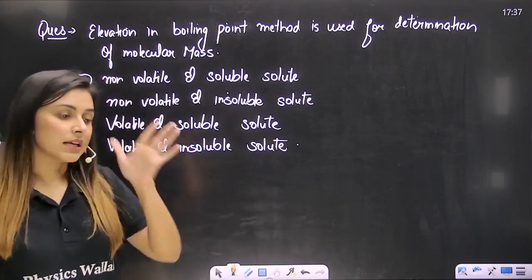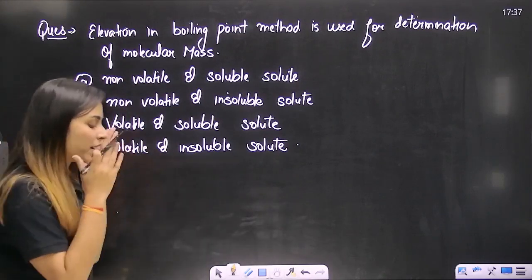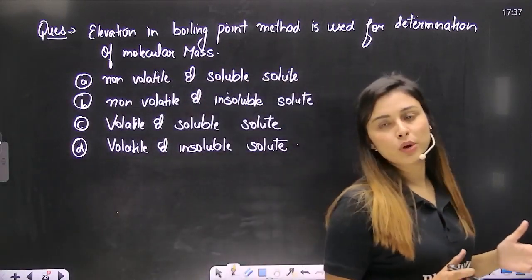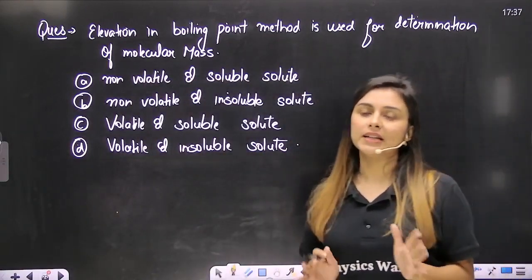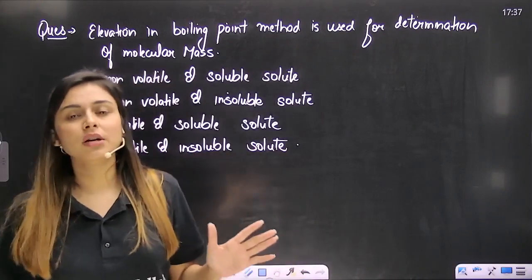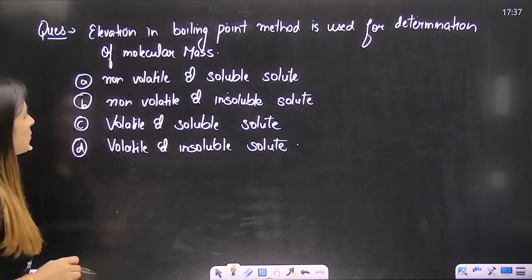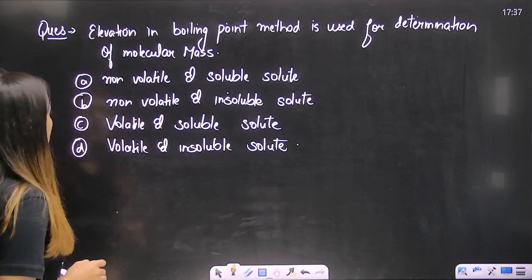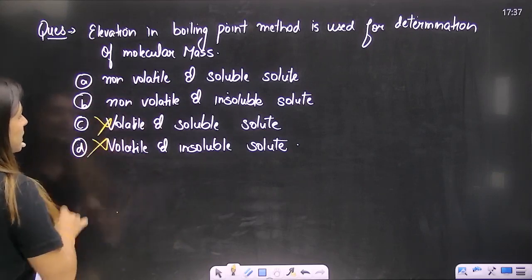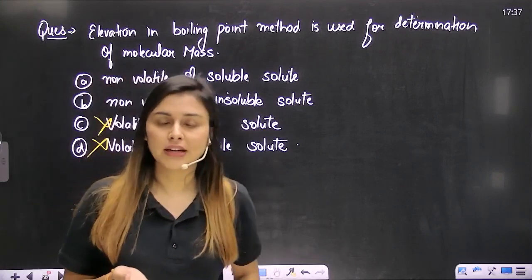See, first and the most important thing is, whenever you're talking about elevation in boiling point, you need a non-volatile solute. You cannot have a volatile solute. So it should be a non-volatile solute. If you have some volatile solute, this cannot be your answer. You need a non-volatile solute, first thing.